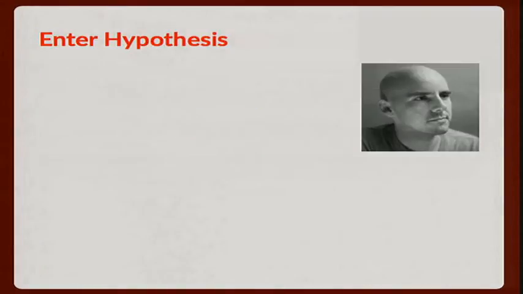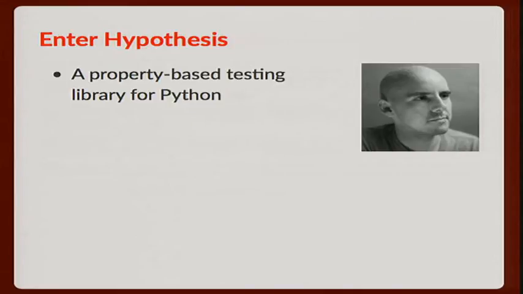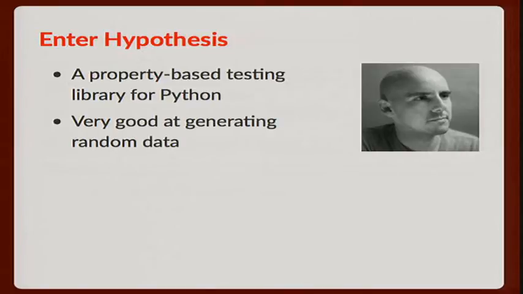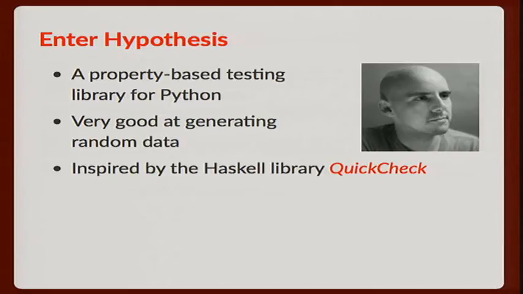Hypothesis is best known as a property-based testing library for Python. Really, though, I think of it as just being really good at generating random data, or in fact it's not quite random data, it's almost structured random data, and we'll see what that means in a minute. It's inspired by a Haskell library called QuickCheck. QuickCheck was the original library for property-based testing. This is an idea that comes from the world of functional programming, but it's not functional programming specific. We can use it in lots of other languages, such as Python.